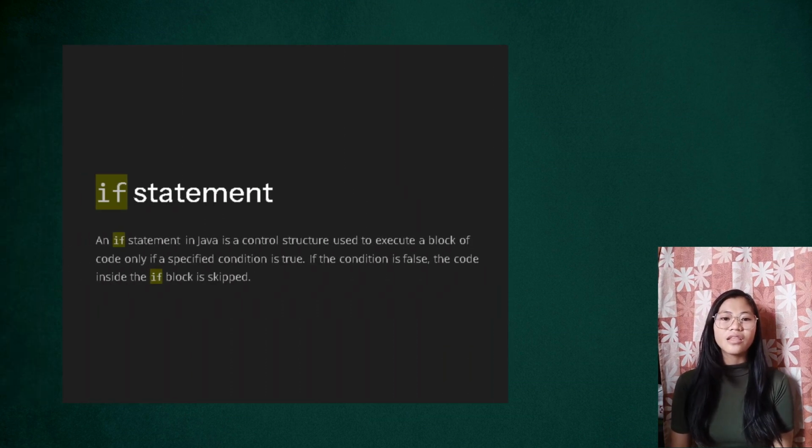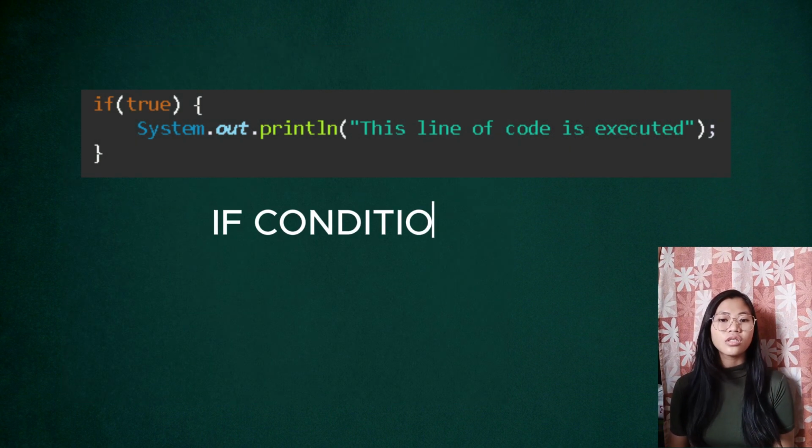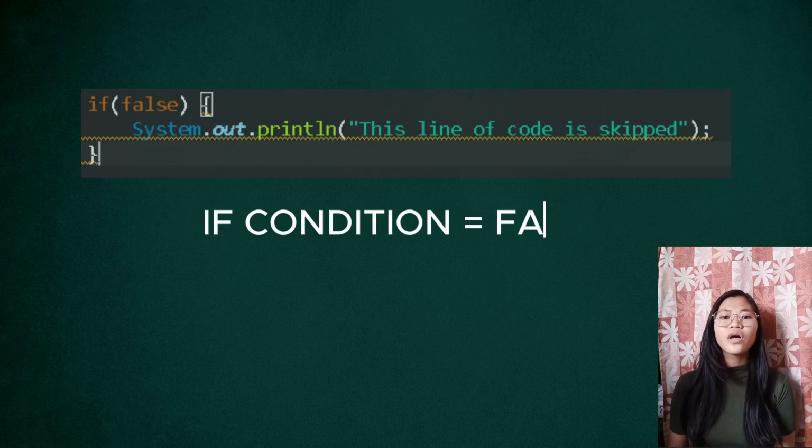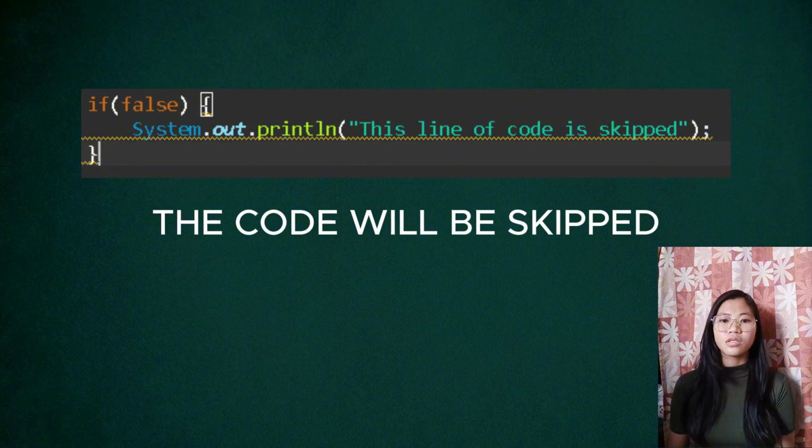An if statement in Java is a control structure used to execute a block of code only if a specified condition is true. If the condition is false, the code inside the if block is skipped. So, if statements let your program make decisions. It checks if a condition is true. If it's true, the code inside the if statement runs. If the condition is false, that code is skipped. It's like asking a question: is this true? If yes, do something. If no, move on.